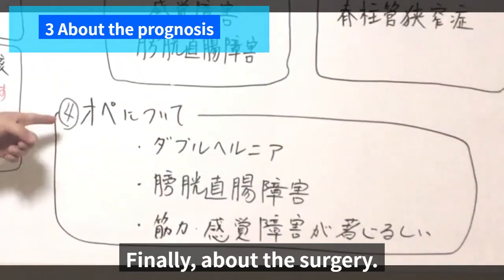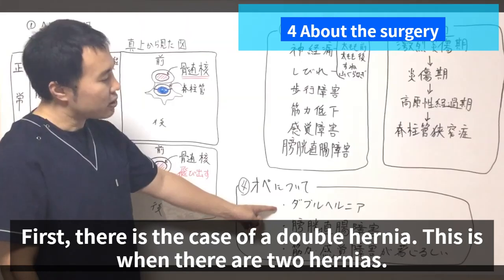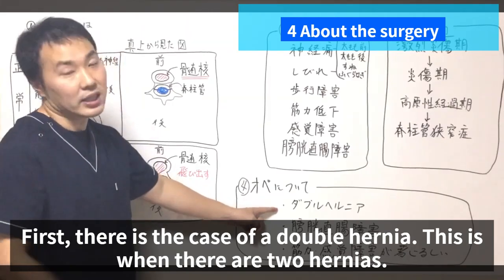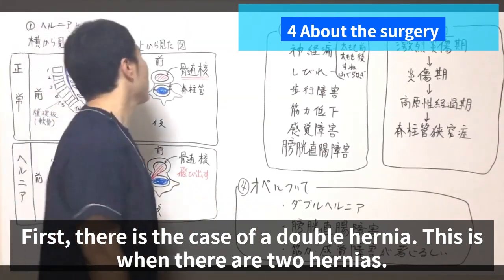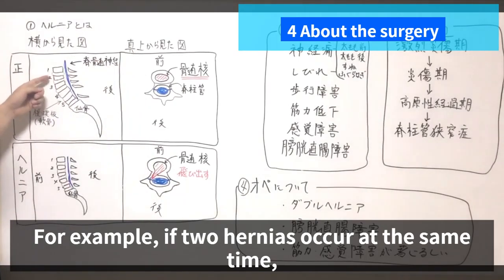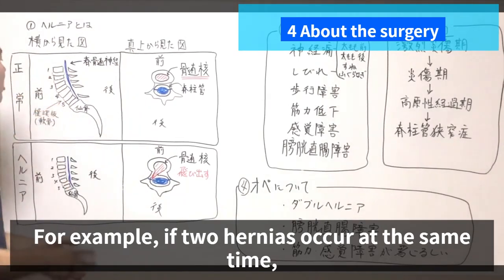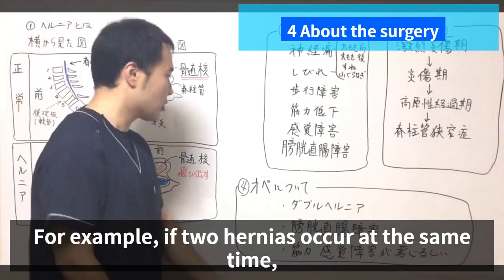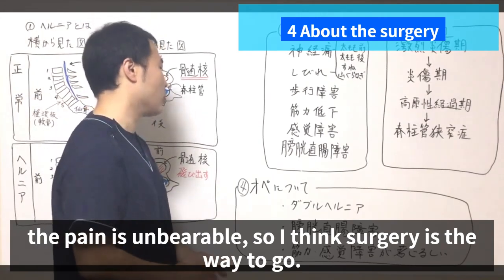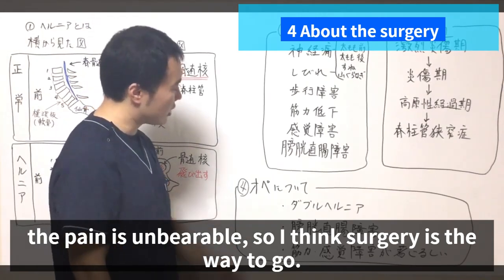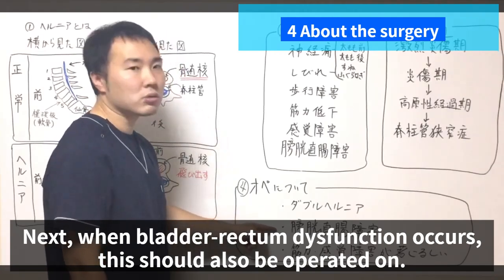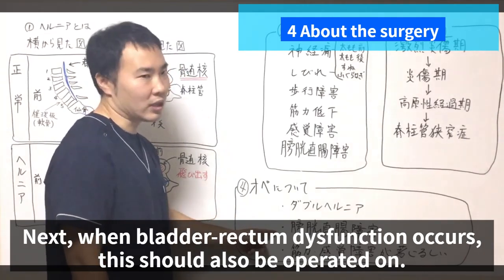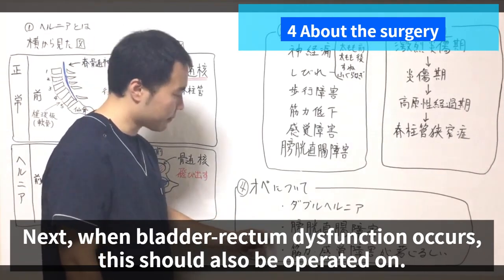Finally, about the surgery. First, there is the case of a double hernia. This is when there are 2 hernias. For example, if two hernias occur at the same time, the pain is unbearable, so I think surgery is the way to go. Next, when bladder-rectum dysfunction occurs, this should also be operated on.